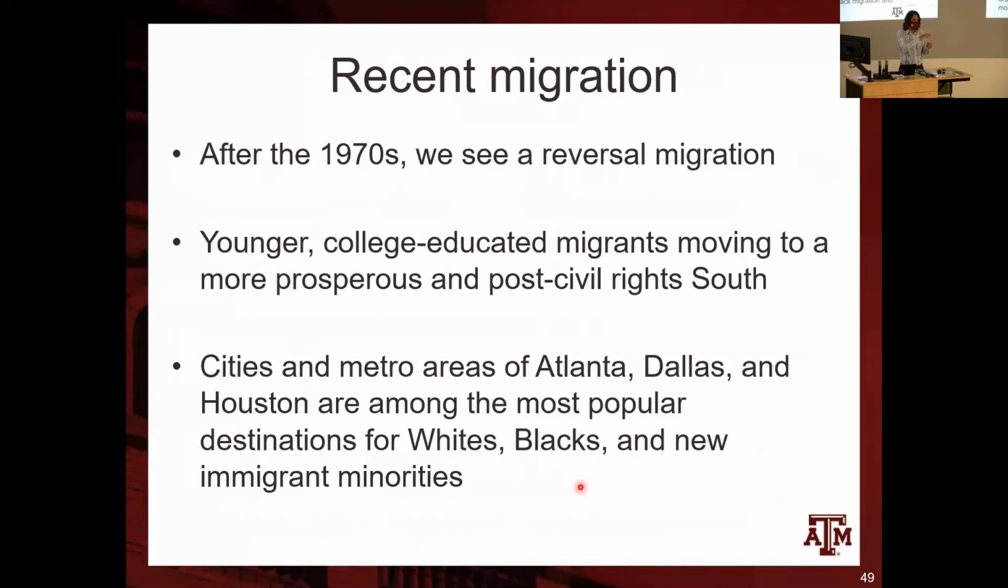After the 1970s, we see a reversal migration: younger, college-educated migrants moving to the more prosperous, post-civil rights South. So some areas, like Atlanta, Dallas, and Houston, are among the most popular destinations for whites, Blacks, and new immigrant minorities. All these cities have been attracting a lot of this younger, highly educated population, and these are the examples highlighted in the textbook.